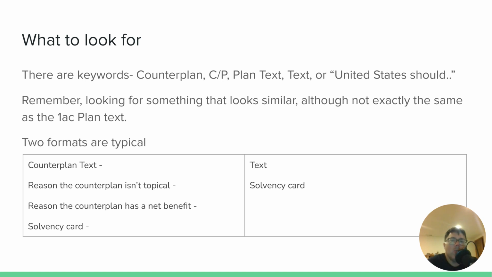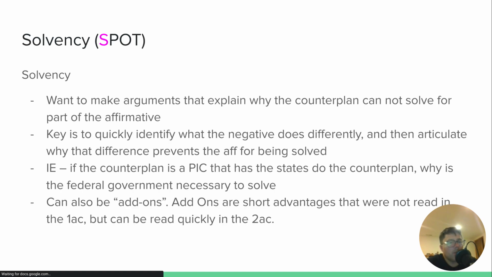But first, let's remind you of keywords and look at the typical formats for what a counterplan looks like, so you can identify if a counterplan has been run against you in the 1NC. There are keywords: counterplan, often the CP, plan text, or "United States should." Remember that you're looking for something that looks similar, though not exactly the same as the plan text. There are two formats that are fairly typical. The first, on the left, is the old school way: the counterplan text, the reason the counterplan is not topical, the reason the counterplan has a net benefit, and a solvency card. The more modern way to run a counterplan has text and a solvency card.